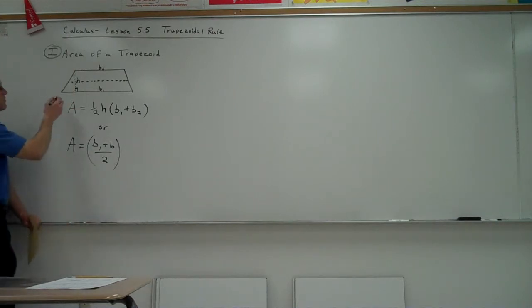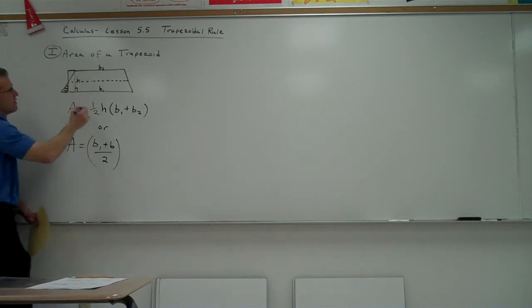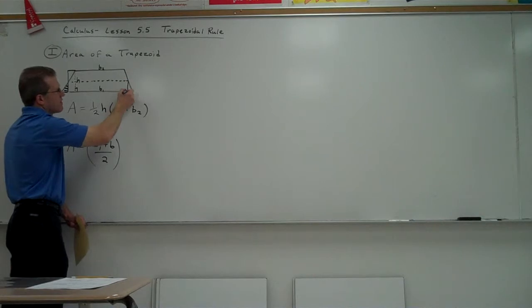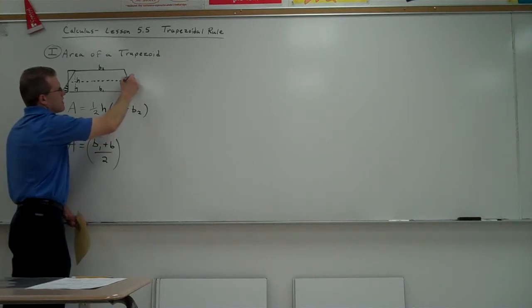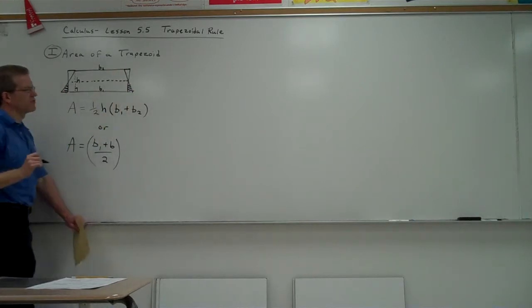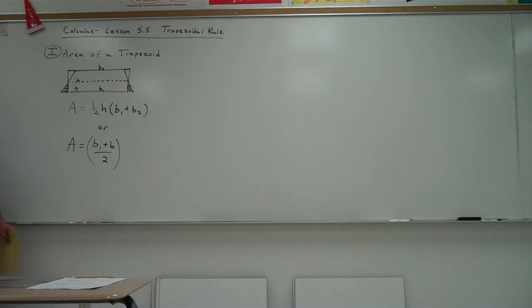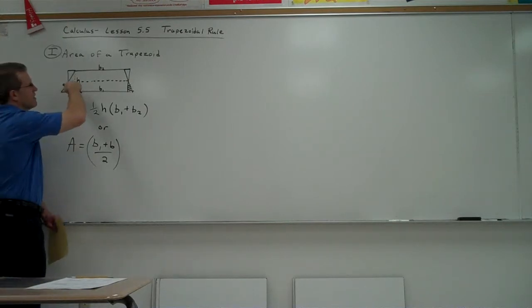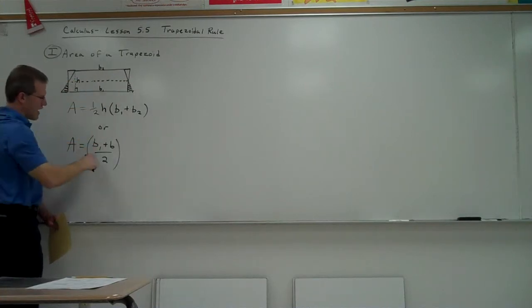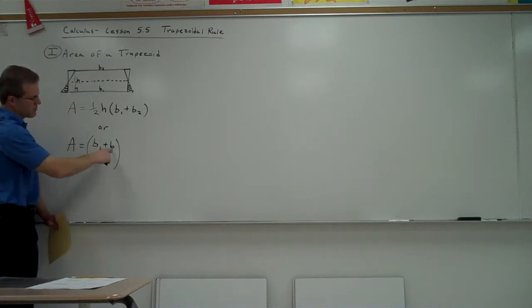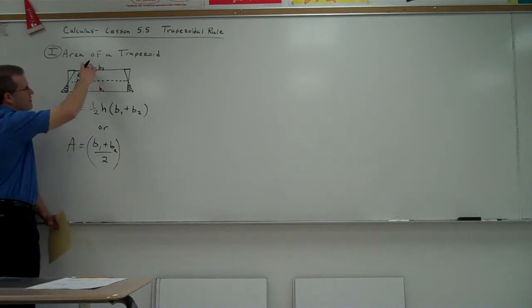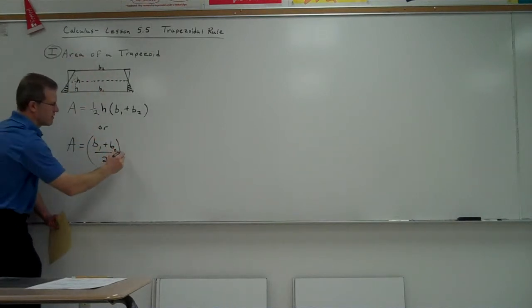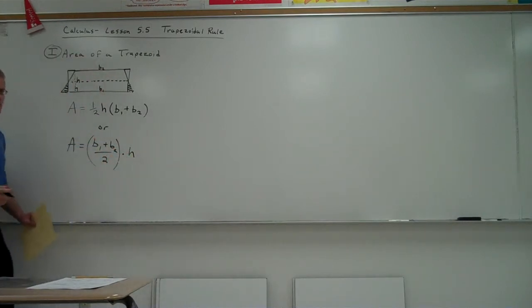Reason being, what you can do is you could cut off this little triangle right here and put it right there. You can cut off this little triangle right here and put it right here. And then what shape would your trapezoid be now? It would be a rectangle. And for a rectangle, you just take the width, which is base 1 plus base 2 divided by 2. So it would be the average of our two bases, and then times the height, and you have your area. So that's just a different way to think of it.